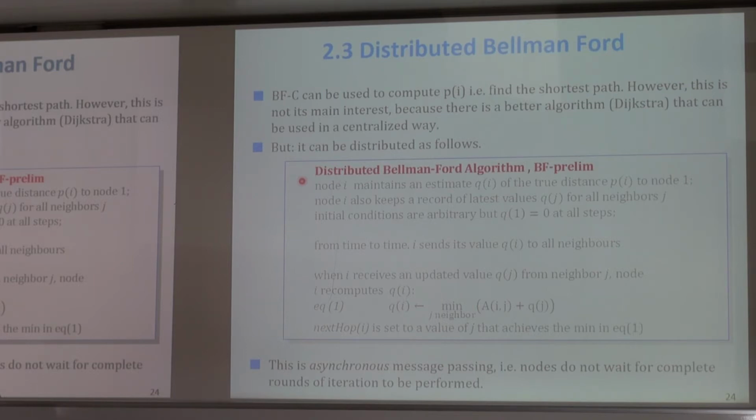Perhaps the directions are not the correct one, and that might even cause routing loops. But fortunately, we know that routing loops will not last forever. And even during the presence of routing loops, the TTL will take care of killing the packets that are caught in the loops. So this version, I call it BF, Bellman-Ford preliminary.